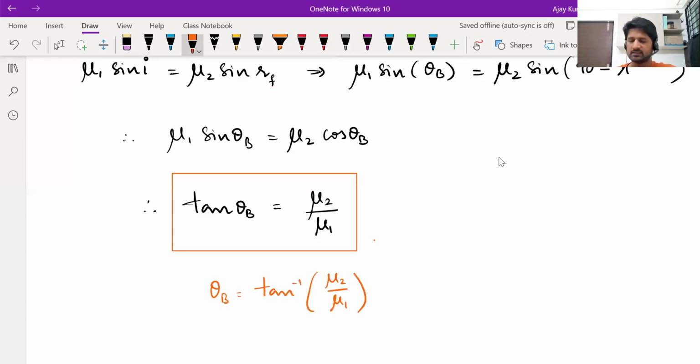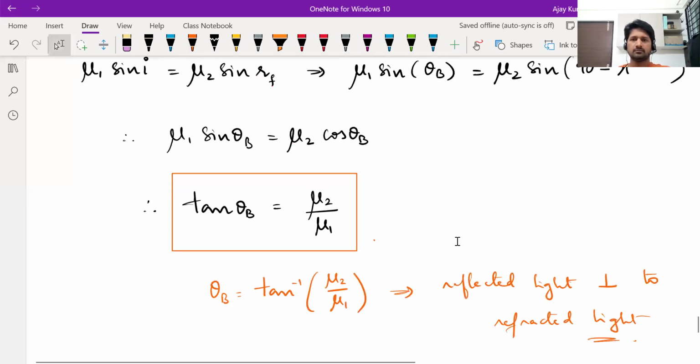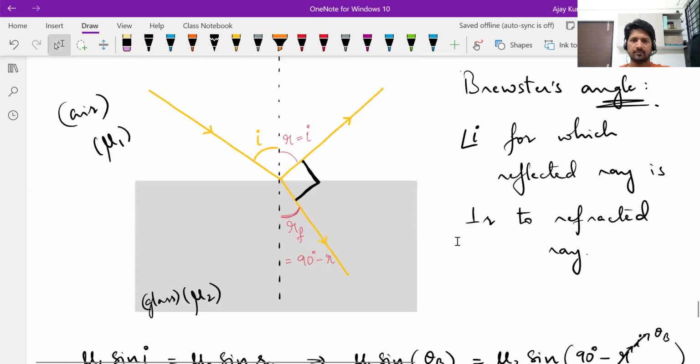If incident ray is incident at this angle, you will see reflected light being perpendicular to refracted light. Is this clear? Did you understand the derivation?